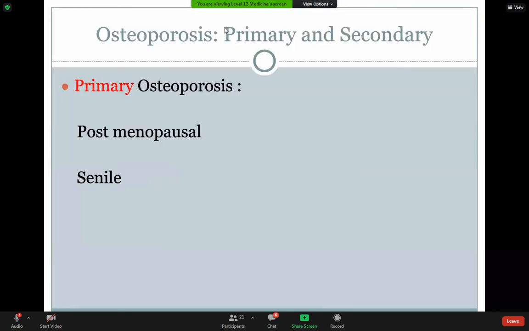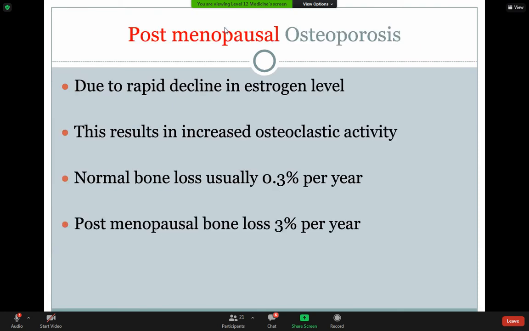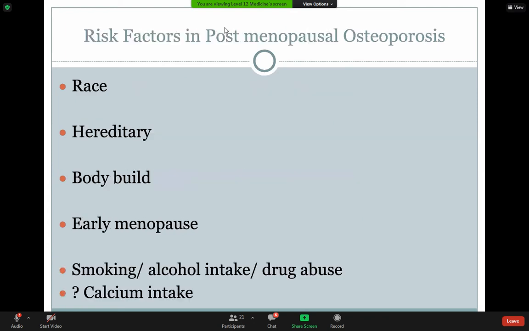So osteoporosis may be primary or secondary. Primary osteoporosis is usually postmenopausal or in old age, which we call senile osteoporosis. Postmenopausal osteoporosis is due to a rapid decline in estrogen levels. It results in increased osteoclastic activity. As you know, the osteoclasts are responsible for bone resorption. Normal bone loss is usually 0.3% per year in a normal patient, but postmenopausal bone loss is 3% per year. So that's 10 times the normal.